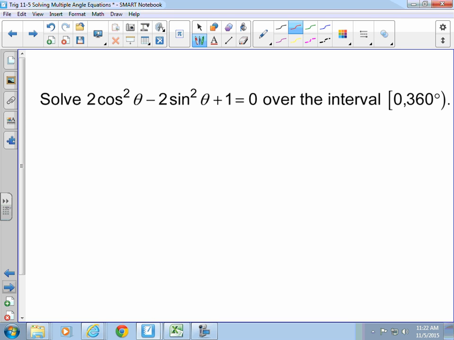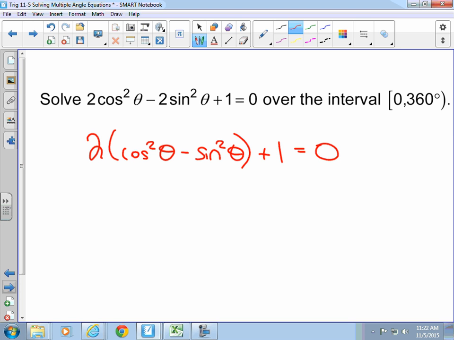Cosine squared minus sine squared. Does everyone see a cosine squared minus sine squared there? What is cosine squared minus sine squared? Isn't this cosine 2 theta? So 2 cosine 2 theta plus 1. I have a single trig function. It's a different way that I would have gotten a single trig function yesterday.